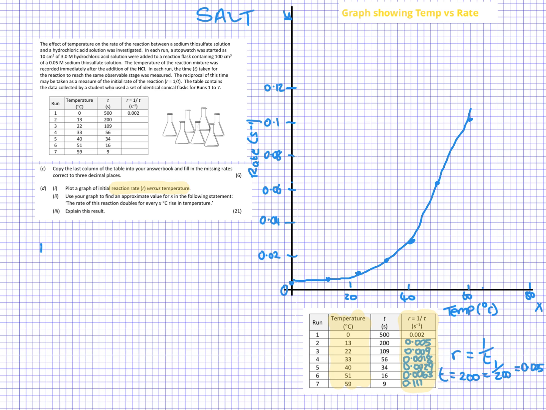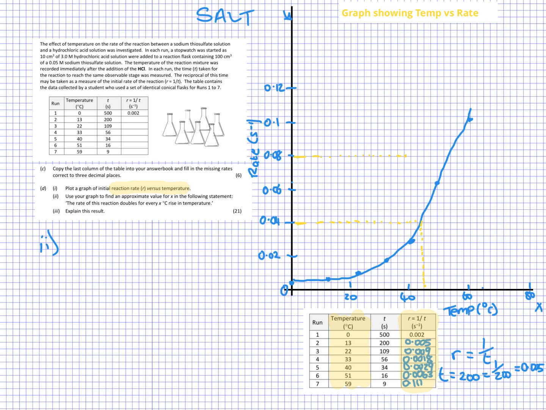So D part 2 now, D part 2, it says use your graph to find an approximate value for x in the following statement. The rate of this reaction doubles at every x degrees Celsius rise in temperature. So to answer this very simply, what I will be doing is I will be picking two rates that are double. So I would pick 0.04 and I would pick 0.08. And what I would do is I would run across until they meet the graph and go down to see what the temperature is. And you do the same with the value that is double that rate, which is 0.08.